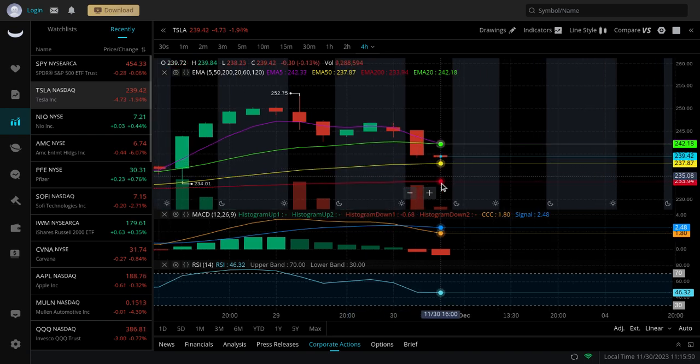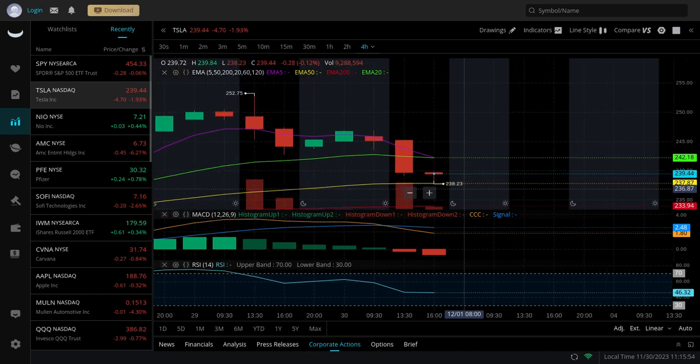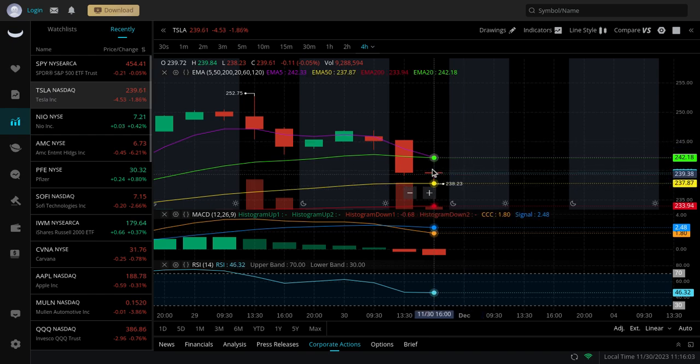If we lose this, 233 is going to be our next level at the 200 EMA. So from a technical standpoint, we look bearish, but I don't know for sure about what's going to happen for the rest of the day for Tesla because it depends on the Cybertruck event. And we'll see if this causes a bounce on Tesla or not.